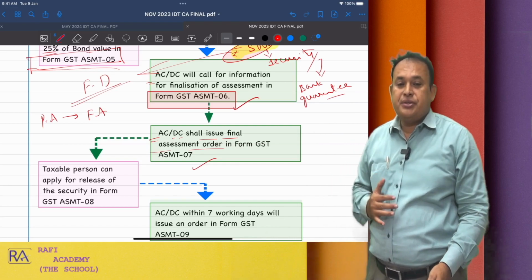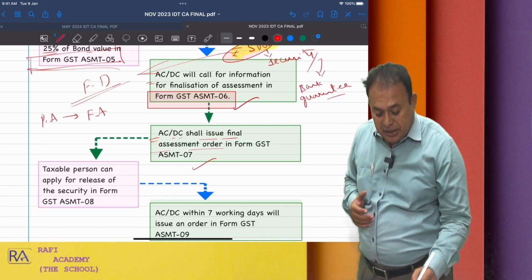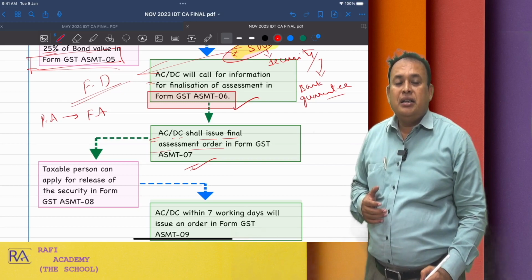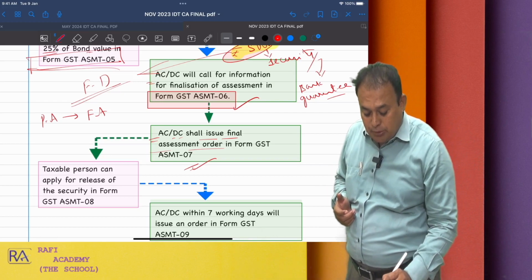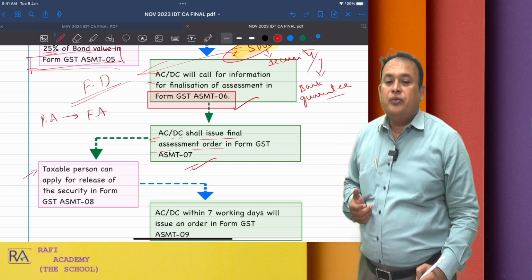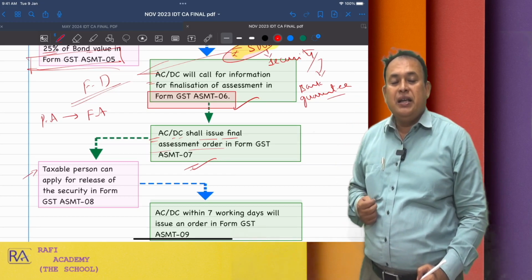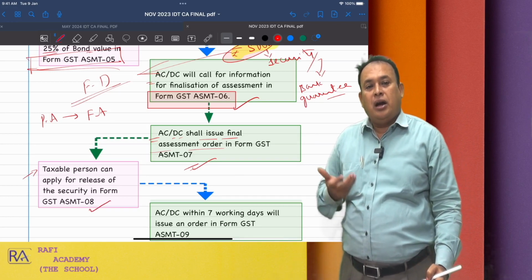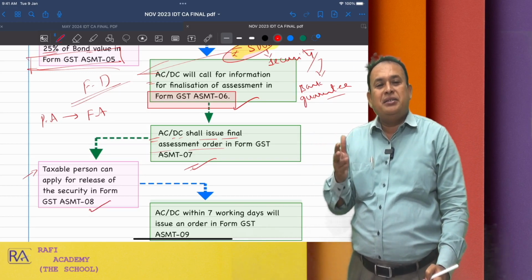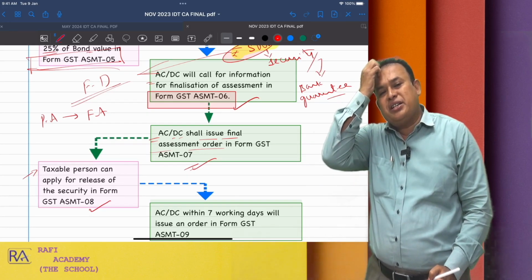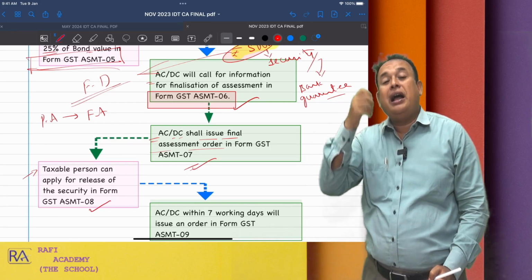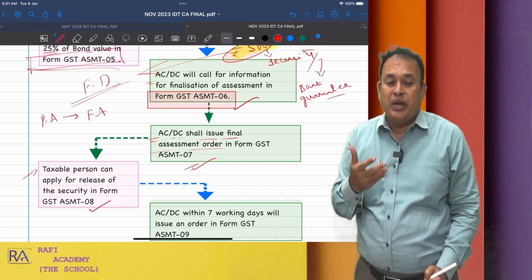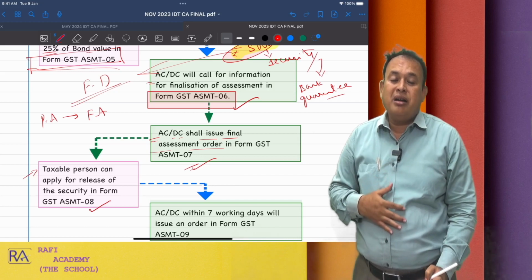Further, my dear friends, once the order has been passed, the taxable person can apply for release of the security in form GST ASMT 08. The order has been passed now, PA became FA. Then what is the need of my bond with the security over there? Therefore, I can apply in form GST ASMT 08 for releasing my bond with the security.